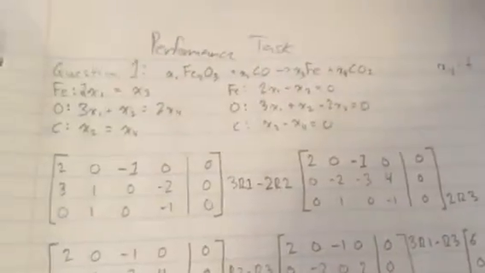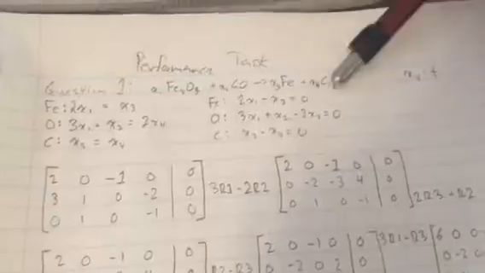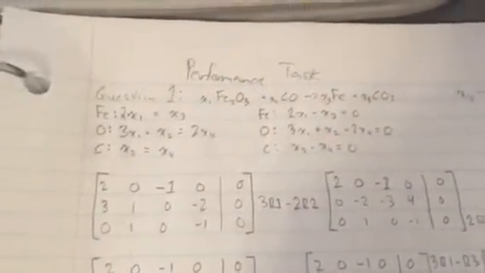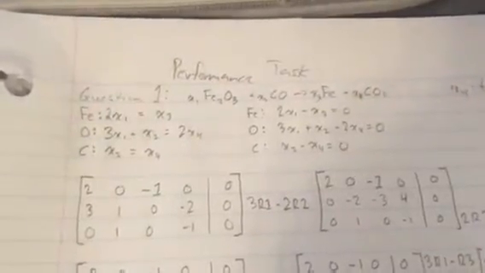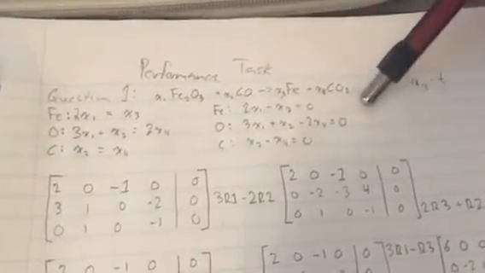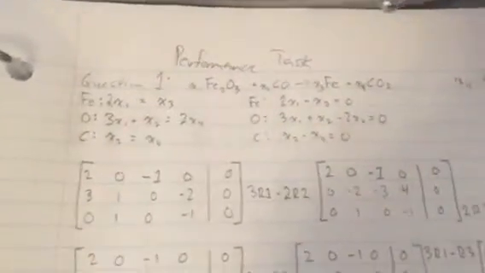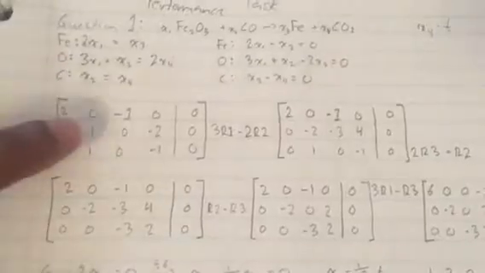So for iron, since there's two oxygens for x1, it's going to be 2x1 equals x3 because there's one iron for x3. Then oxygen is 3x1 plus x2 equals 2x4 because there's 3 oxygen here, 1 oxygen for x2 and 2 oxygens for x4. And carbon is just x2 equals x4 because there's 1 and 1. Then we're going to make them equal 0 so it'll help us put them in the matrices easily. x1 will represent the first column, x2 second, x3 third, and x4 the fourth one.